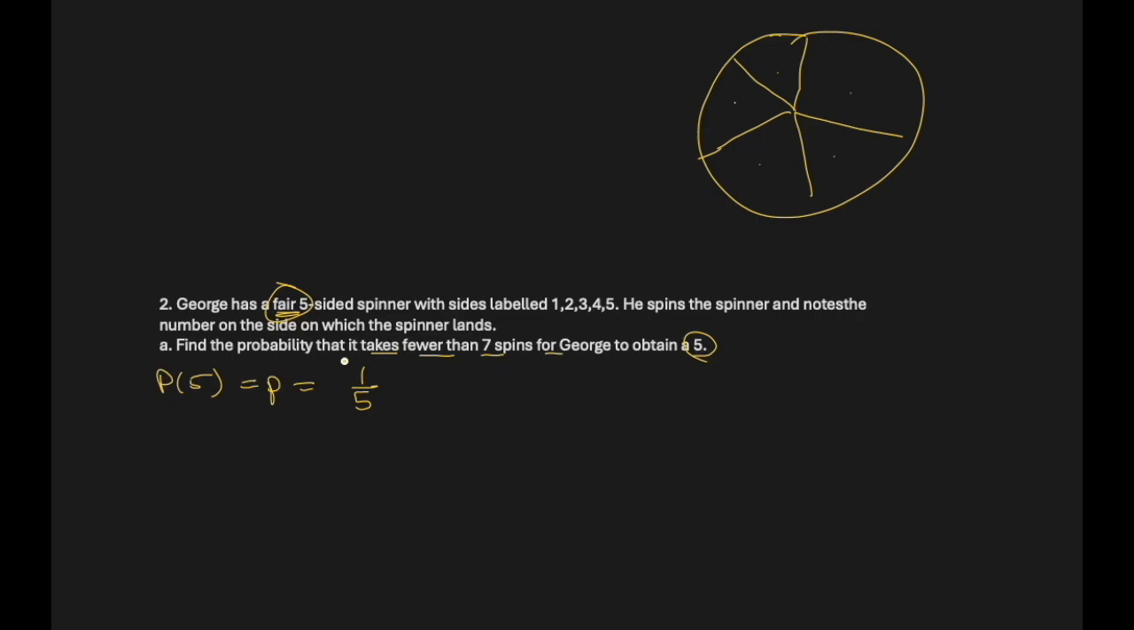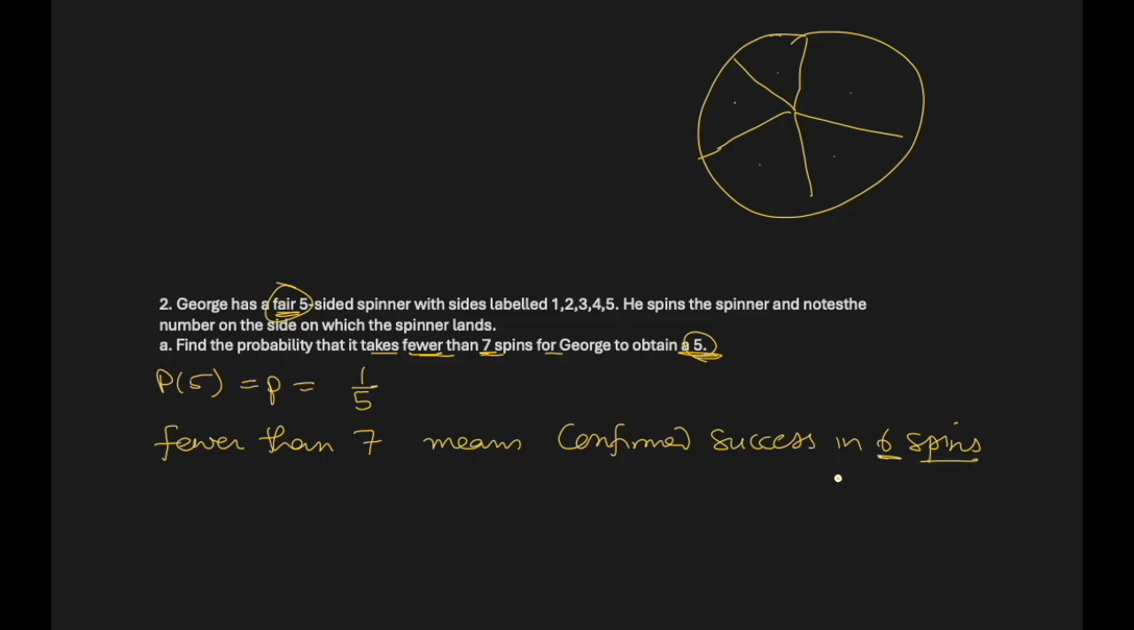Now they're saying that it takes fewer than 7 spins. Fewer than 7 means confirmed success in 6 spins, correct? If we want success of 5 in fewer than 7, that means in the first 6 spins, 100% you get a success, right?